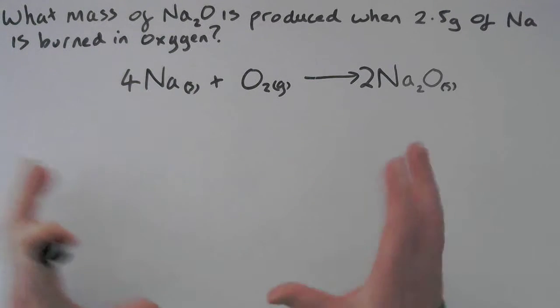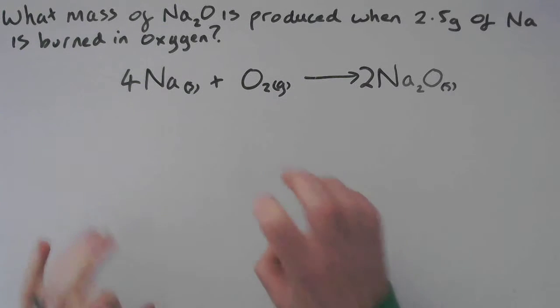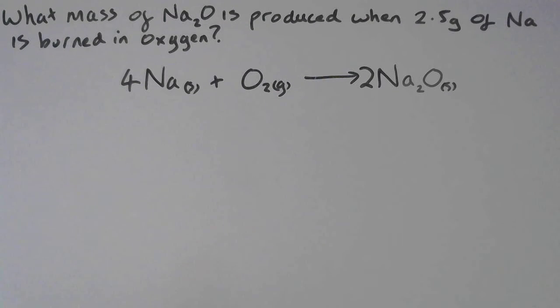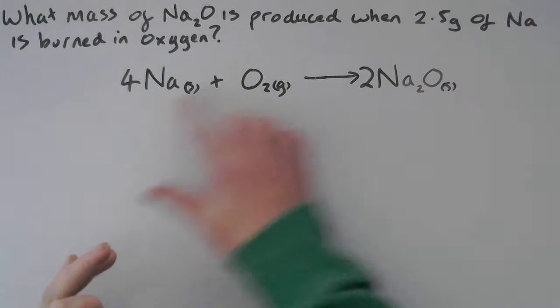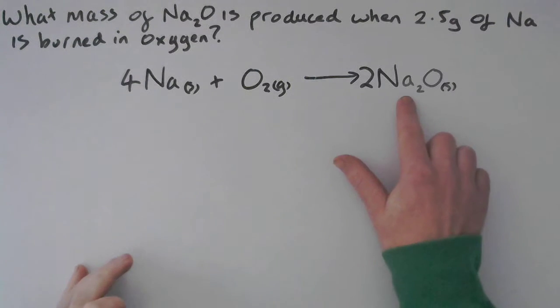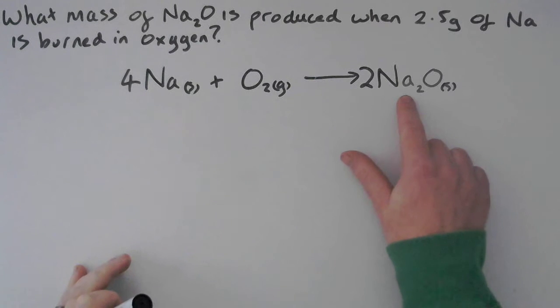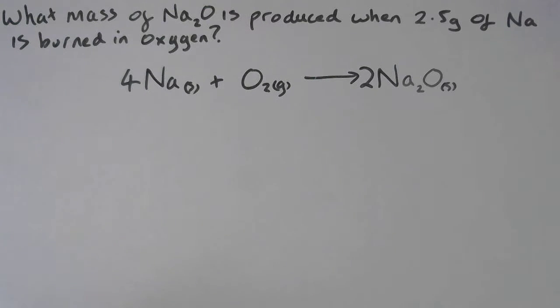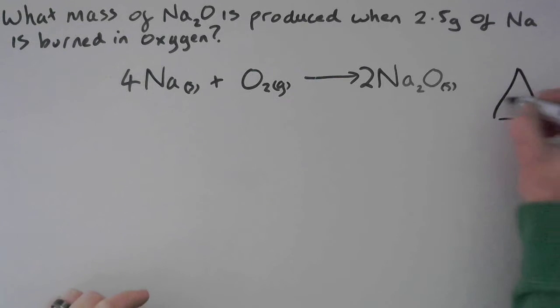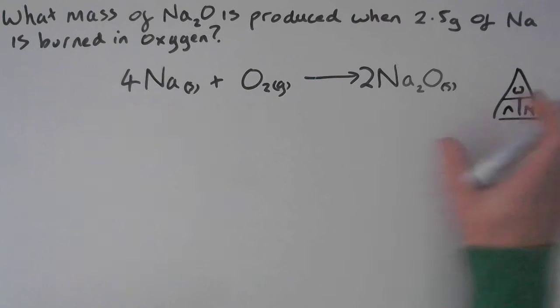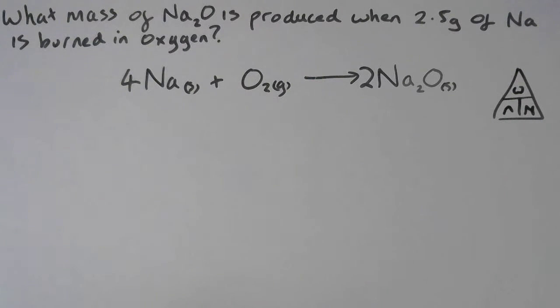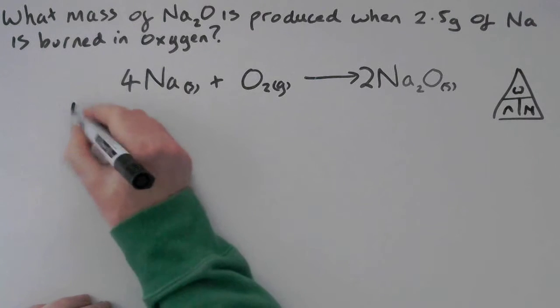So I'm just going to show you a quick way of going about doing these without making a mistake. First of all, we look at what information we've got. We've got a mass of sodium, and what we need is the mass of sodium oxide produced. Using our mole calculation and our little triangle, number of moles equals mass over molar mass, we can use this to find out what mass of sodium oxide we're going to produce.